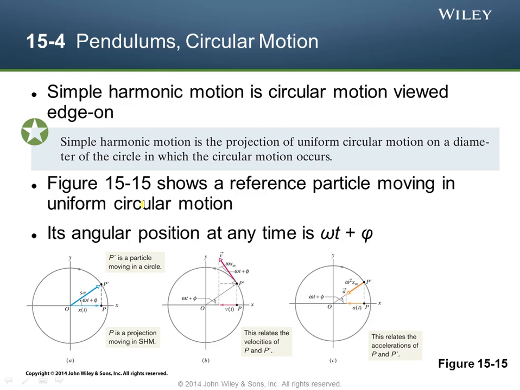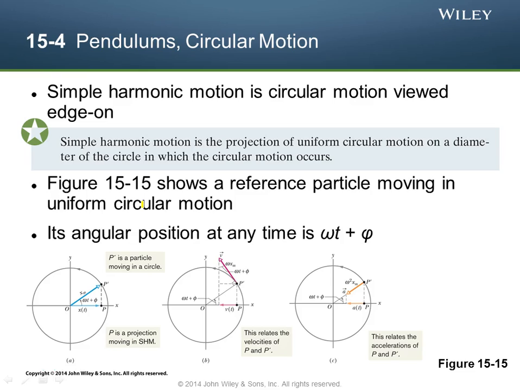So any simple harmonic motion can be viewed, if we view it at the right angle, as circular motion. And simple harmonic motion is the projection of uniform circular motion on a diameter of the circle in which the circular motion occurs. So imagine something that's moving in a circle.